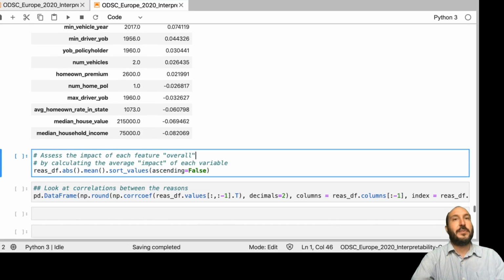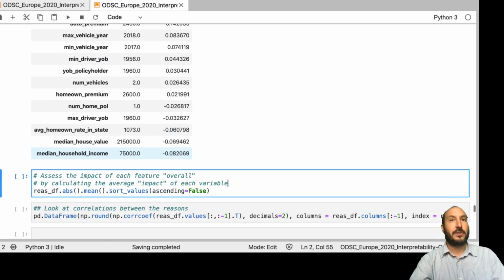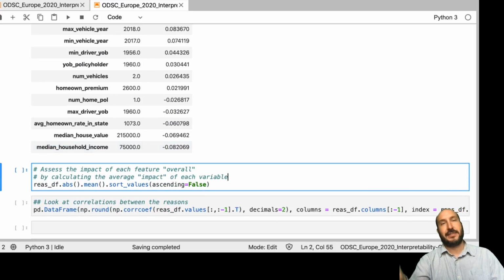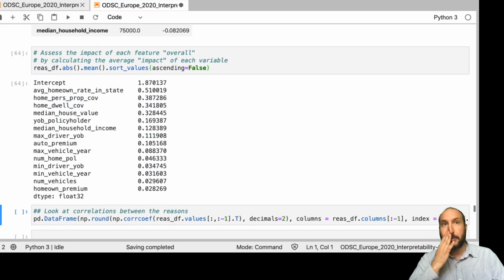So what can we do with this? We could also look overall. In general, this was for one particular case, but if I average these numbers over all the cases, and I average the absolute values so that what's important is being far from zero, having either a positive or a negative impact, I can sort the values and get a sense for what's going on with these.